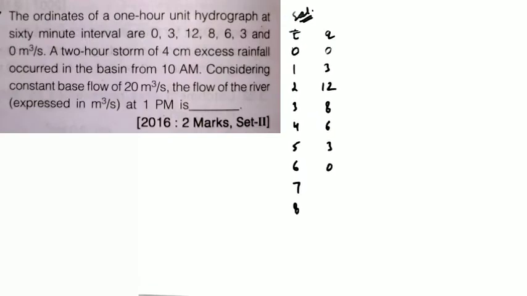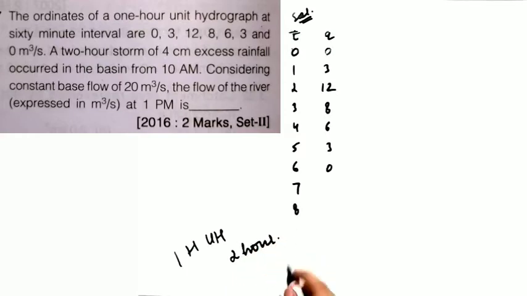The next question says that you are given the ordinates of a 1-hour unit hydrograph, and they are mentioned as I have already shown. Now the question says a 2-hour storm of 4 centimeter excess rainfall. Excess rainfall means runoff in this case. A 4 centimeter runoff storm, and the storm is a 2-hour storm. But you are given the data of a 1-hour storm.